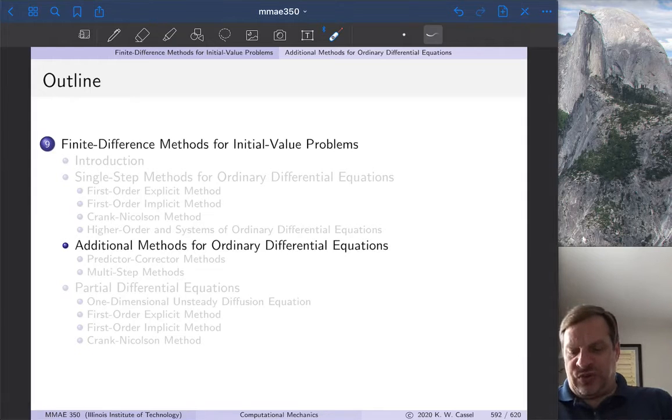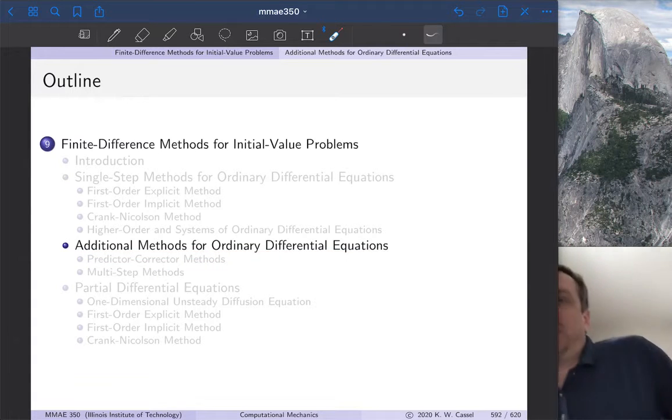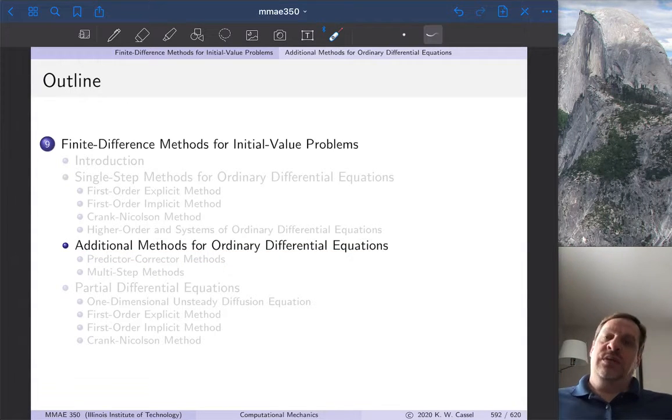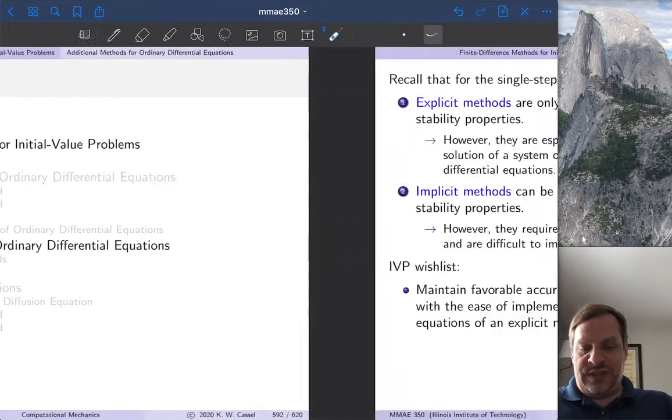Before we move on to partial differential equations, I just want to briefly discuss some additional methods for ODEs. These are methods that are commonly used in various software packages, as I'll mention, including MATLAB and Python, but they do not extend to partial differential equations. I'm only going to discuss them very briefly and qualitatively in this video before we move on to PDEs.